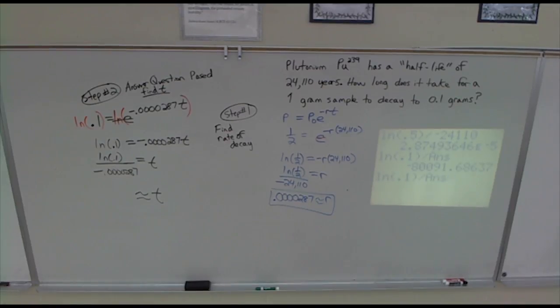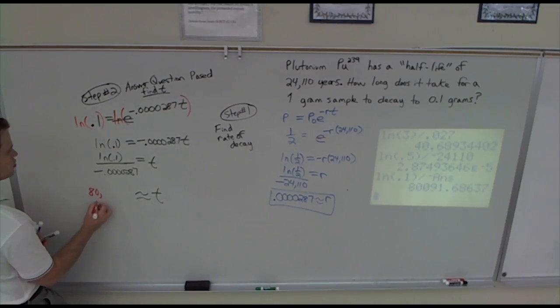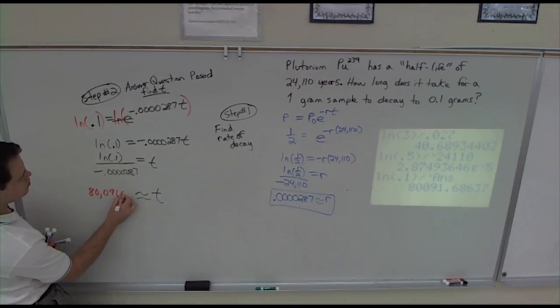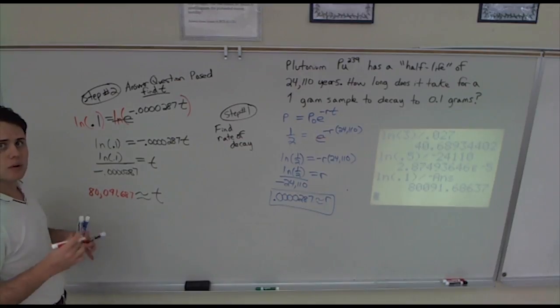One thing. I should have put second insert, negative second answer. So let's go back and do that again. So back up here, let's delete this step. Go back to here, and I'm going to say natural log of 0.1 divided by, and see that answer was positive, so I'm going to have to put a negative in myself and then say second answer. There we go. That makes sense. So we're going to get 80,091.687. And remember, what are the units here?